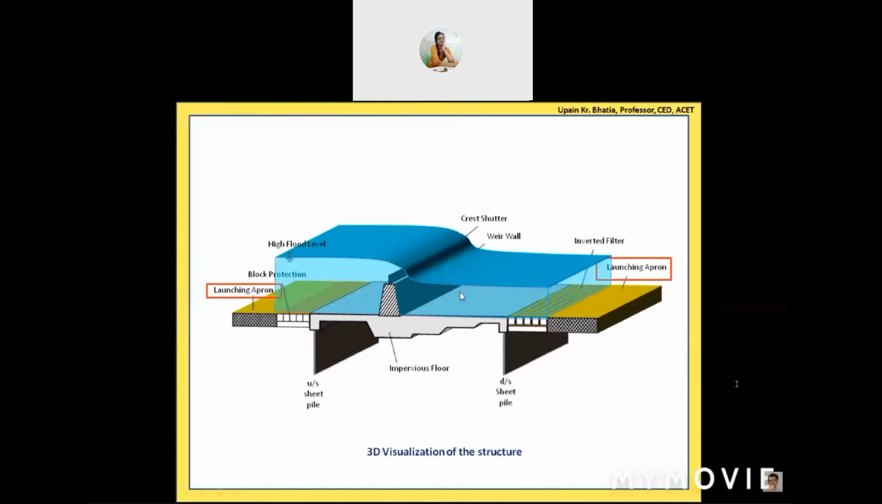In that case, this water will have a scouring action on the riverbed. And what happens to this launching apron, because that riverbed will be going down? If on both of these sides the riverbed is going down, that will endanger this structure also. So how is this launching apron going to protect us? See carefully these launching aprons, what happens to them.